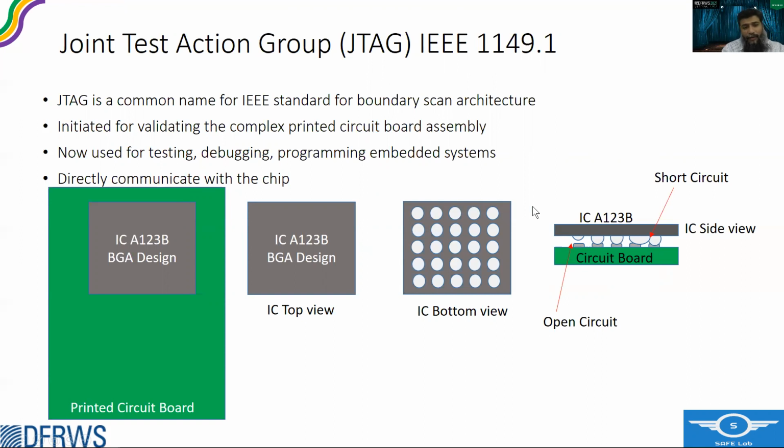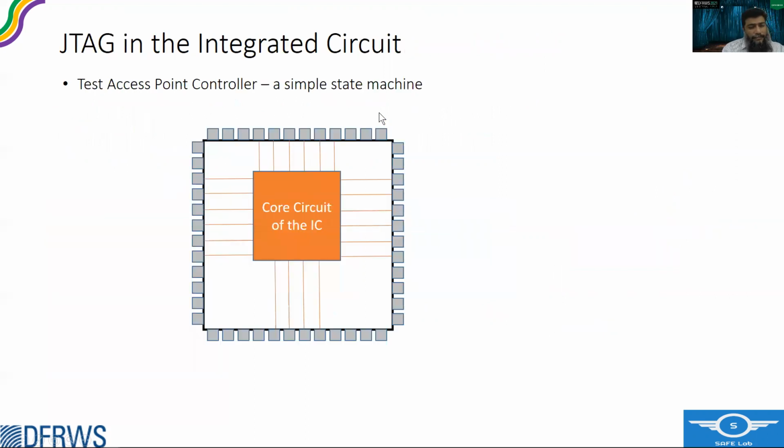Then the vendors sat together and came up with an idea of including some kind of circuitry within the chip that should facilitate the testing. And later, this was standardized by IEEE as IEEE 1149.1 or boundary scan architecture. If you see, this is a normal IC package where the core circuitry comprising of transistors and gates, they are connected to the outside pins of the IC.